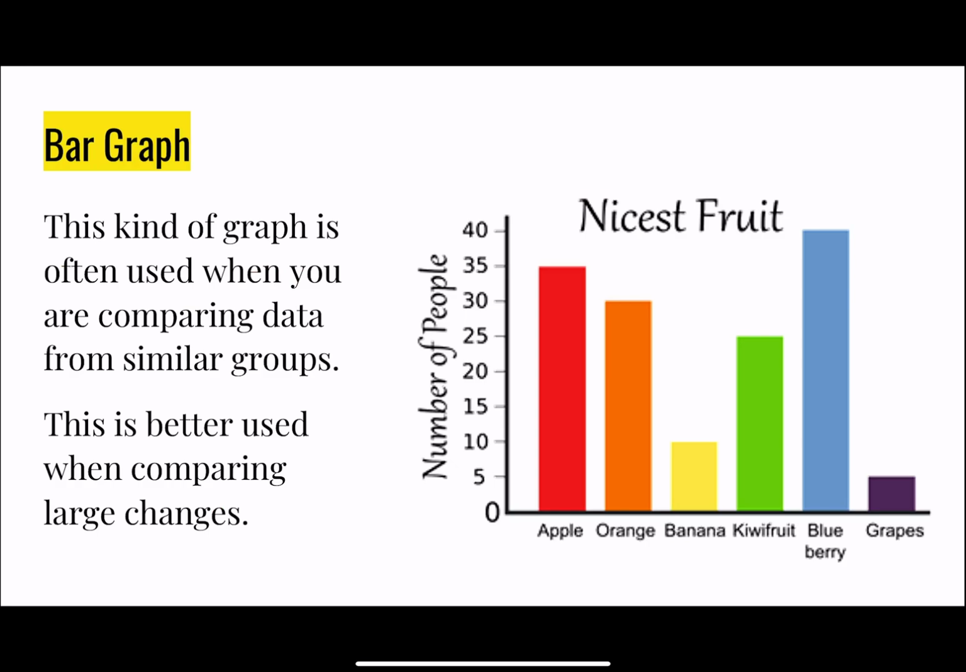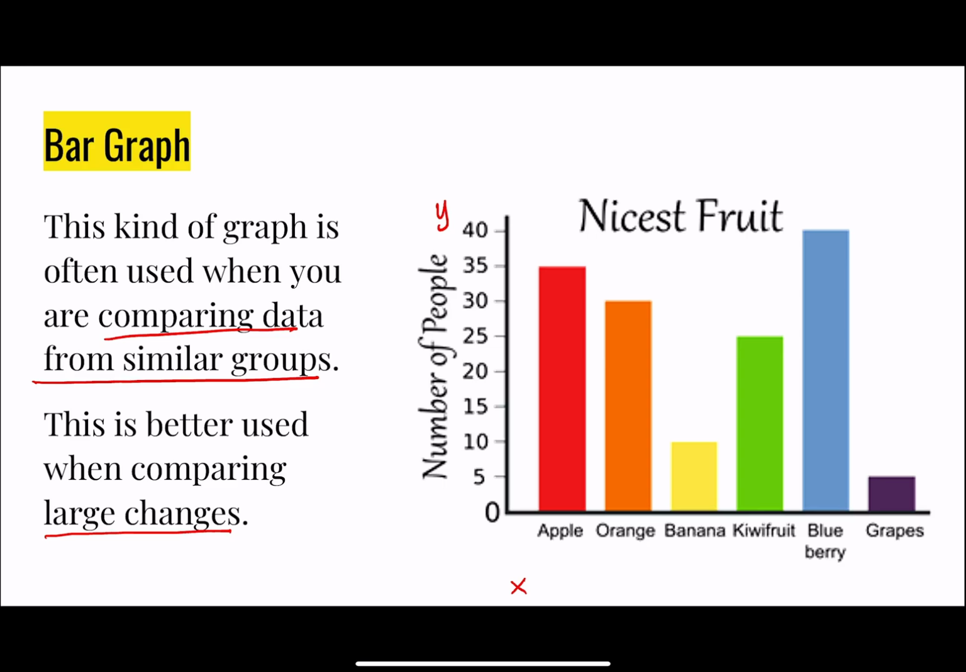So bar graph. How do I know when to use this? You use a bar graph when you are comparing data from similar groups, right? And this is better used when comparing large changes. So here's an example graph for you, right? It's titled nicest fruit. We got different kinds of fruits on the x-axis. This is the x-axis right here. This is our y-axis, right? And when we start talking about lab reports, we're gonna practice how to write these graphs properly. But anyway, let's take a look at the graph.